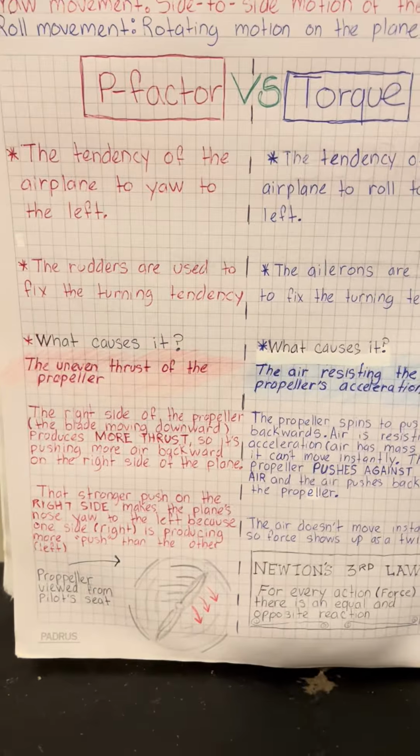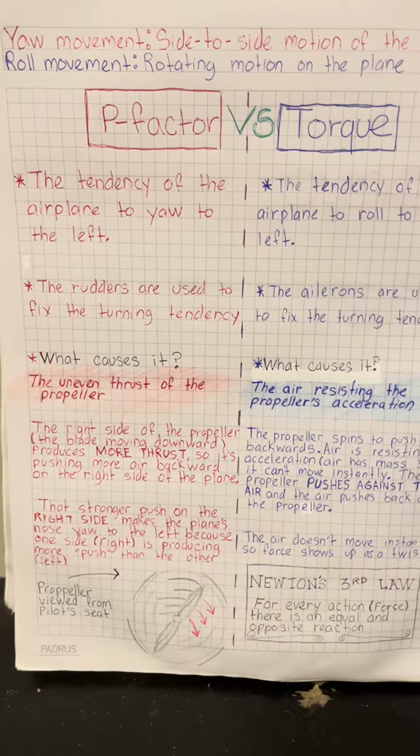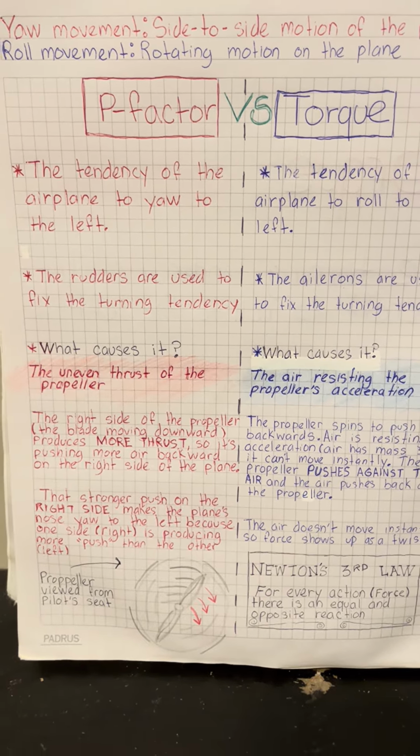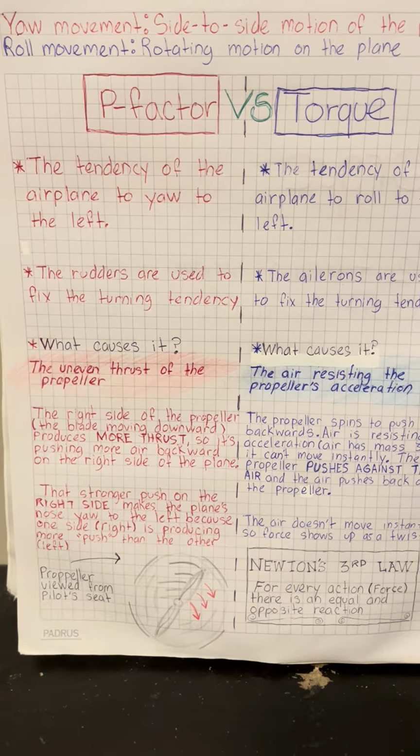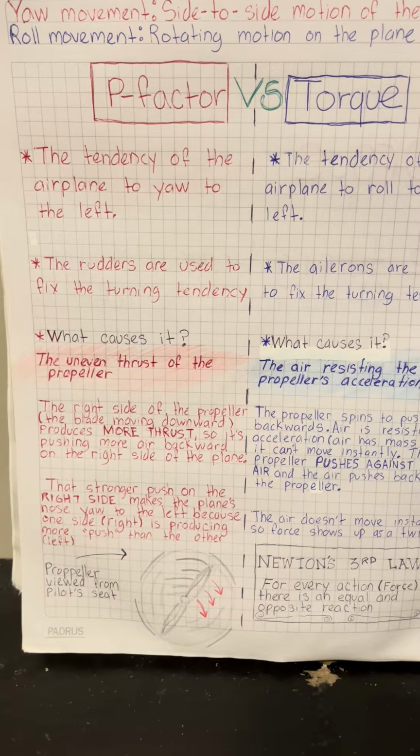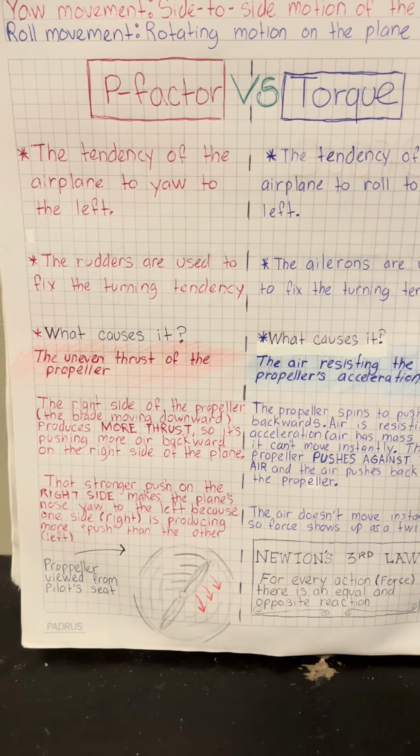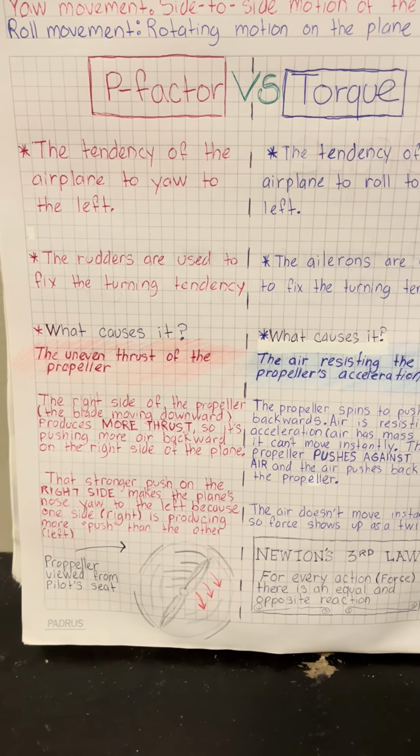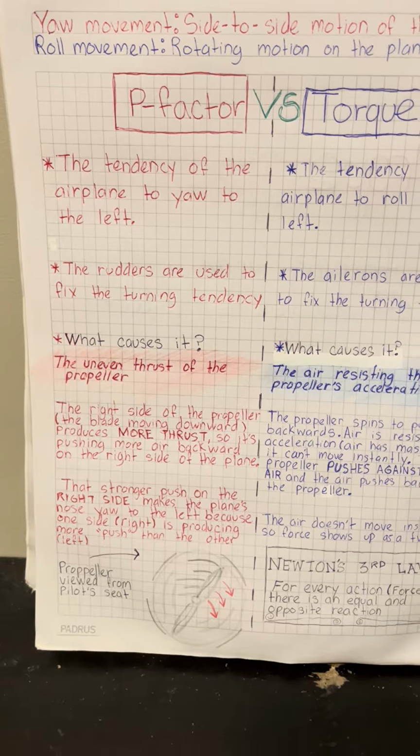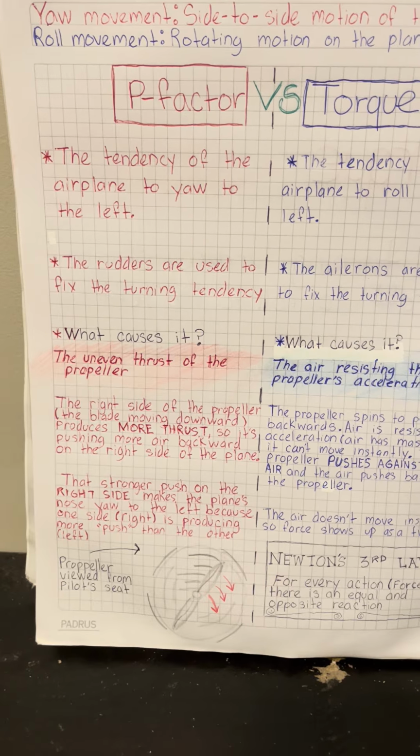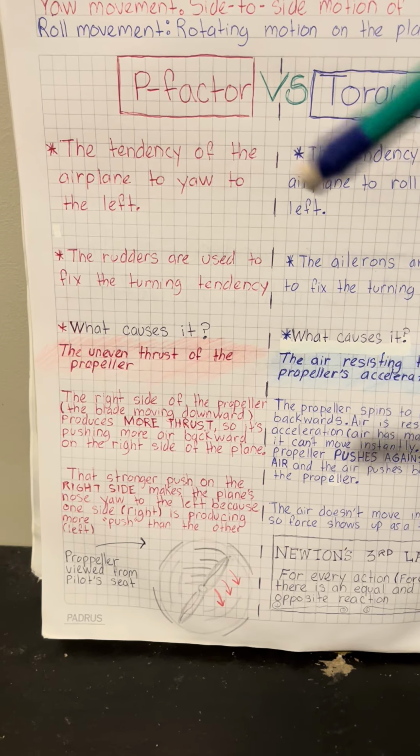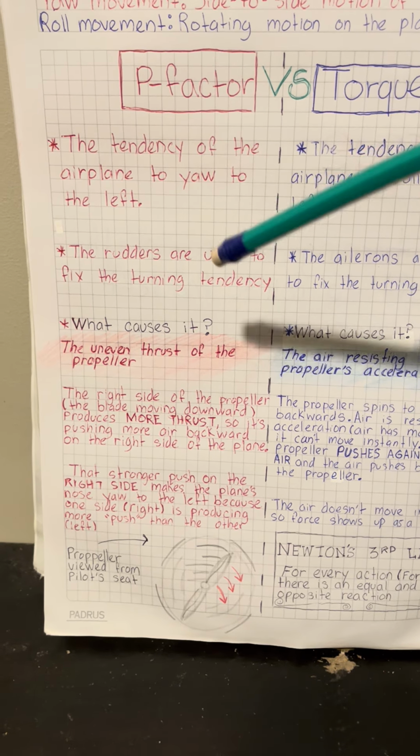All right. The tendency of the airplane to yaw to the left. Now, how can we fix this tendency? Simple. The rudders are used to fix the turning tendency. Why? Because, as I just said, the rudders control yaw. So what are we going to be using to fix this situation? We use the rudders.